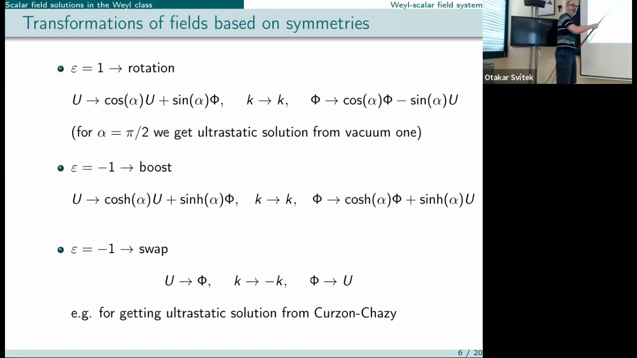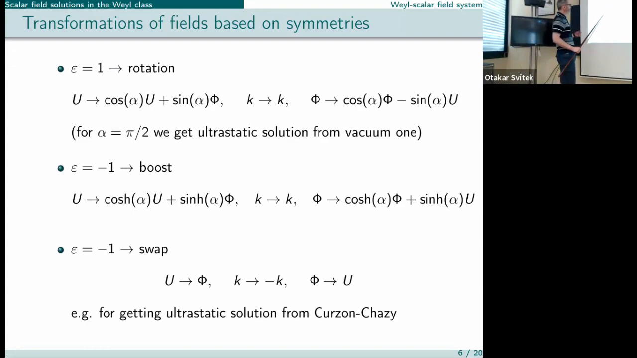Ultrastatic means here that the stationary Killing field is also covariantly constant. So the Killing equation is trivial because both terms are 0. So we get this ultrastatic solution.